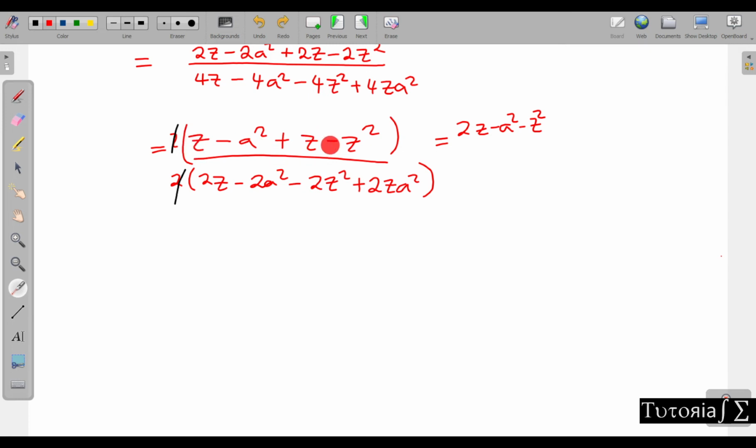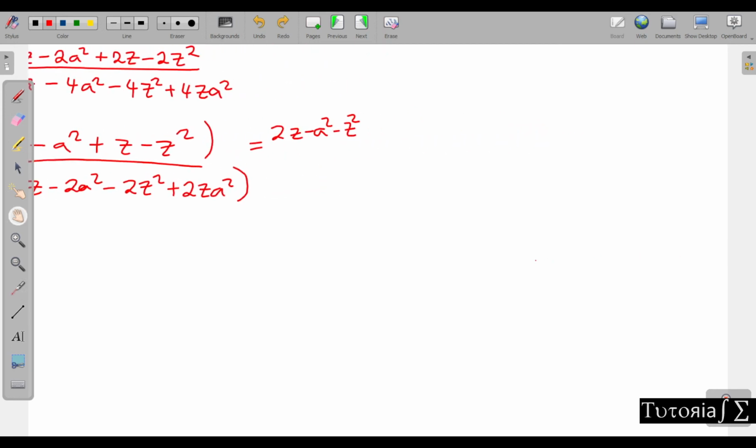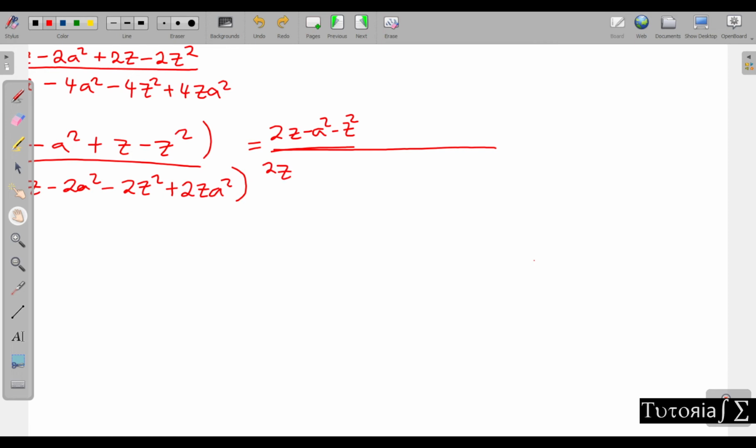And by the way, we can add this and this, which will give us 2z. So adding this and this will give us 2z. And this will give us negative s squared z squared. Then on the numerator, we're going to have that. Just simplify.